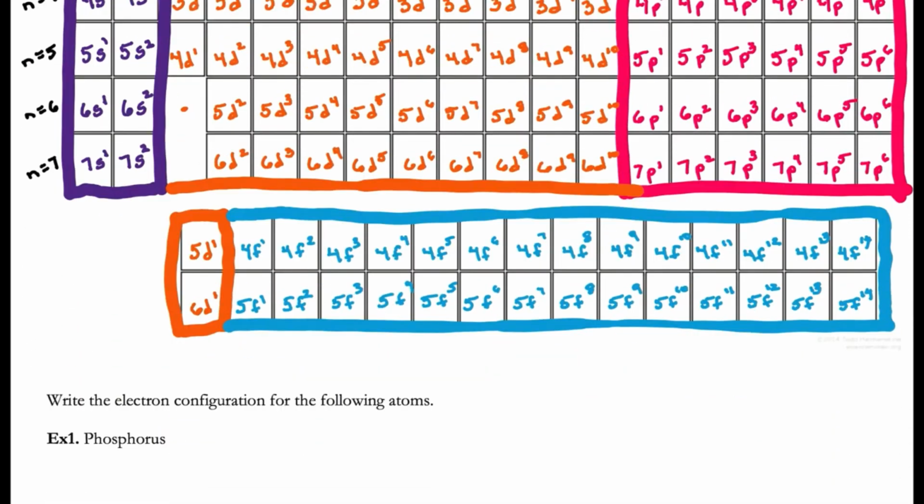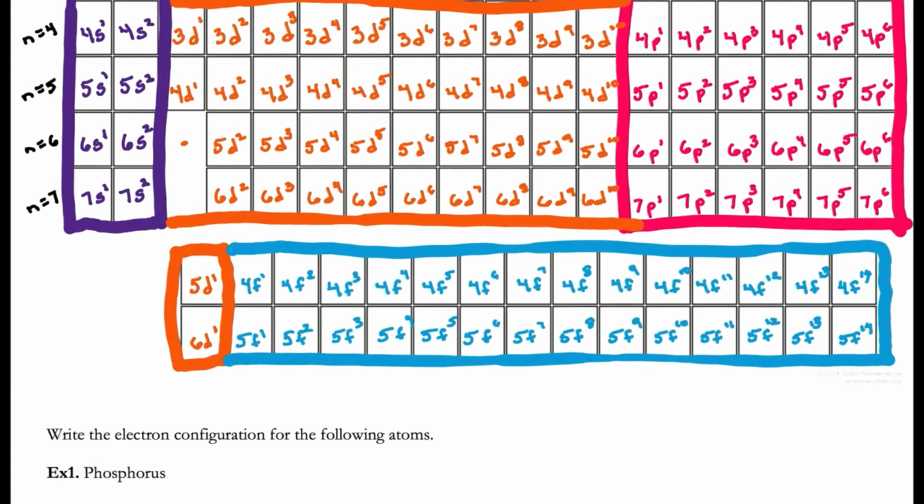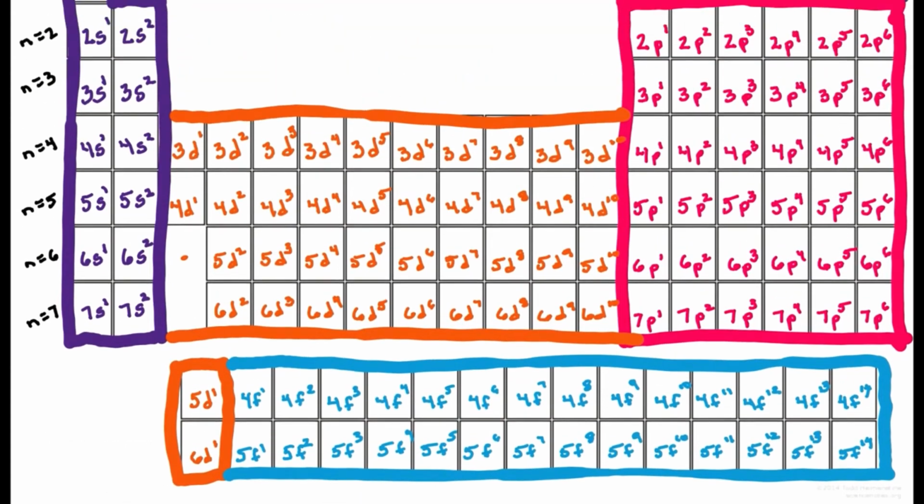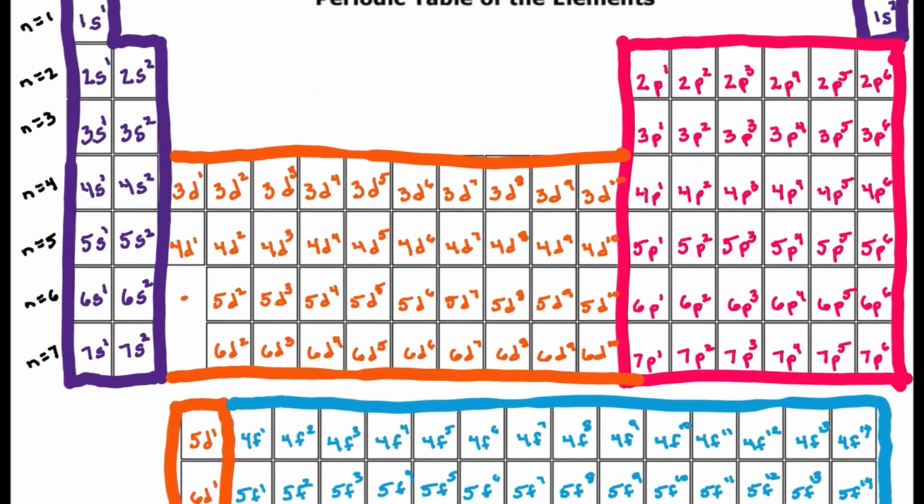So let's look at the first example, phosphorus. Okay. So we're going to use this sample periodic table here. Obviously, this is not what your periodic table looks like, and it's not what I will give to you on a quiz or a test. You will just be using a regular periodic table. But for right now, we're going to practice using it until you get comfortable using the periodic table to write out the electron configuration.